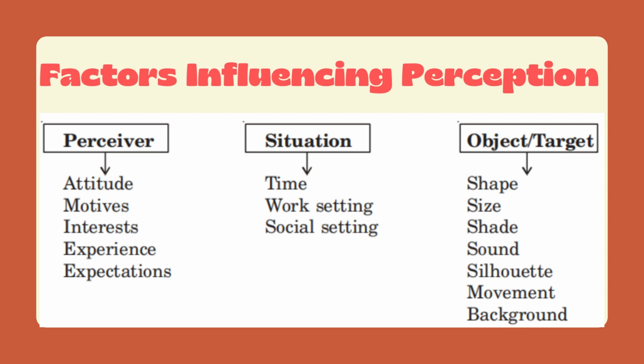First, we have the perceiver, the situation, and the object or the target. First, we have to go through the perceiver: attitude, motives, interests, experience, and expectations. And situation is about time, work setting, social setting. The object or target: the list or shape, size, shade, sound, silhouette, movement, and background.